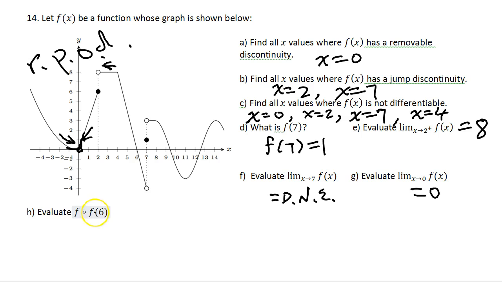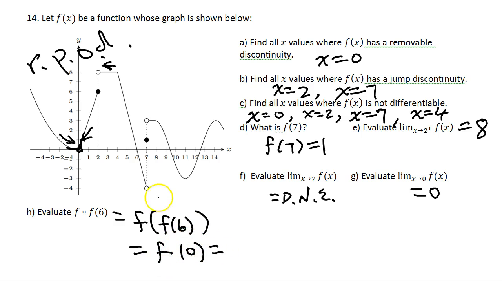Okay, evaluate f circle f of 6. What does this circle mean? It means composition of functions, which is like you plug in one function to the other. So f of 6 is plugged into the other one, f. And then f of 6 is what? f of 6 is 0, right? So you need f of 0. Oh, but what is f of 0? There's an open circle there. So in this case, it's undefined. So it was more like a trick question.